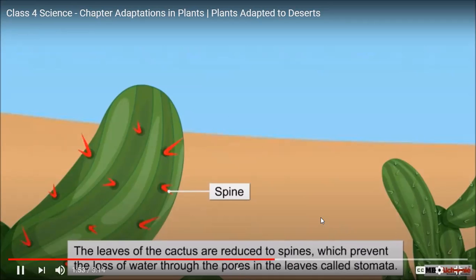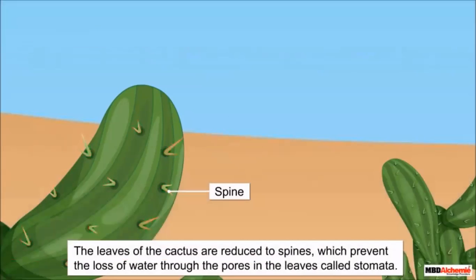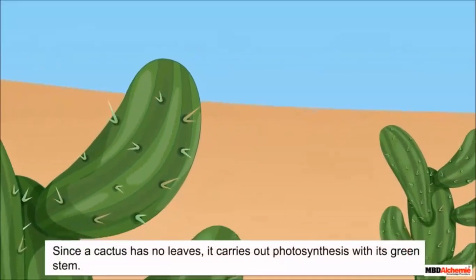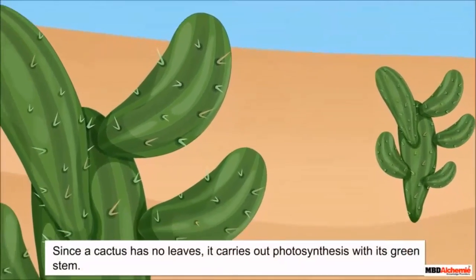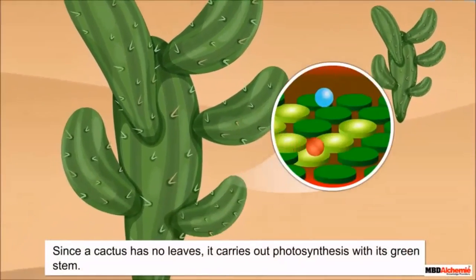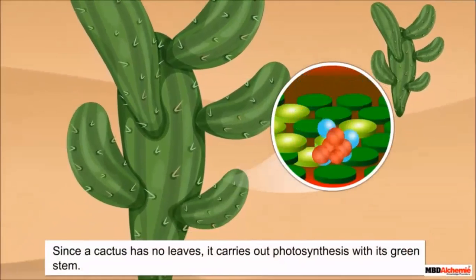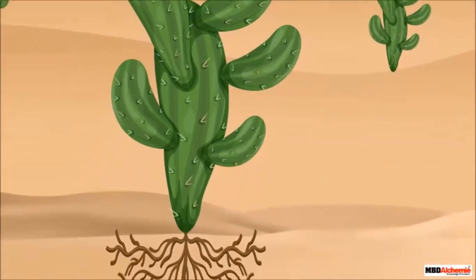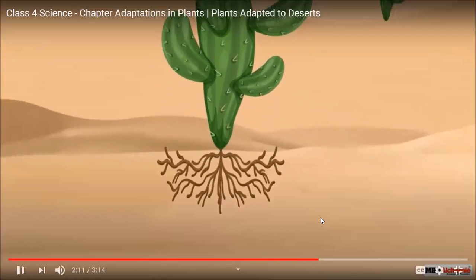That occurs through the pores in the leaves called stomata. Since a cactus has no leaves, it carries out photosynthesis with its green stem. So, the food for the cactus plant is made in its green stem, just like stem and leaves.